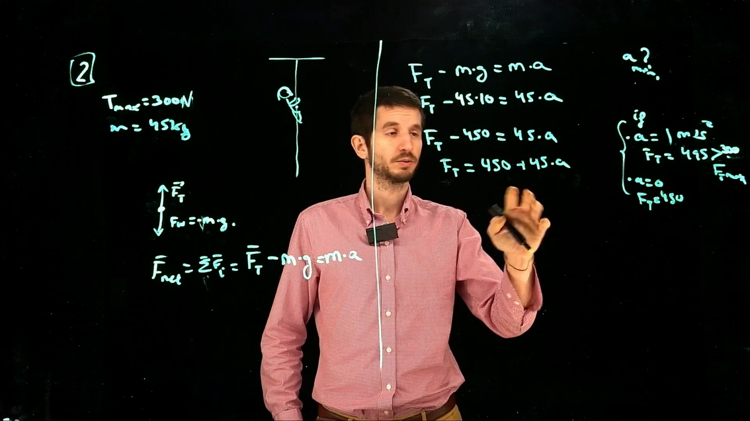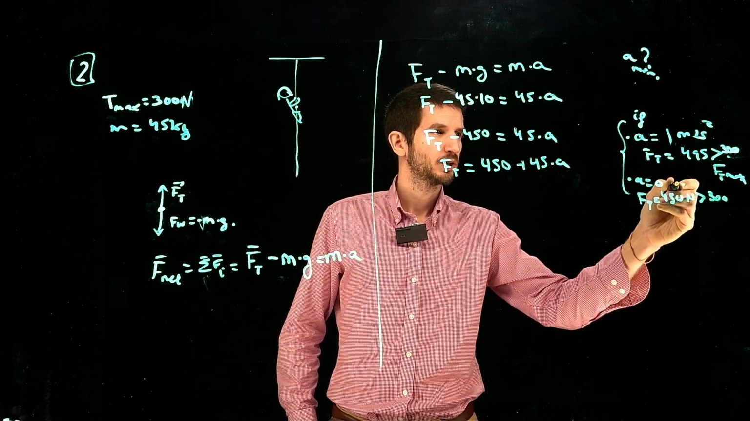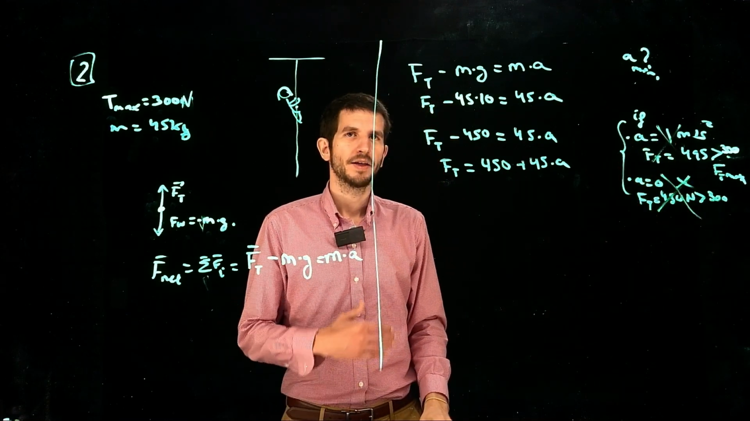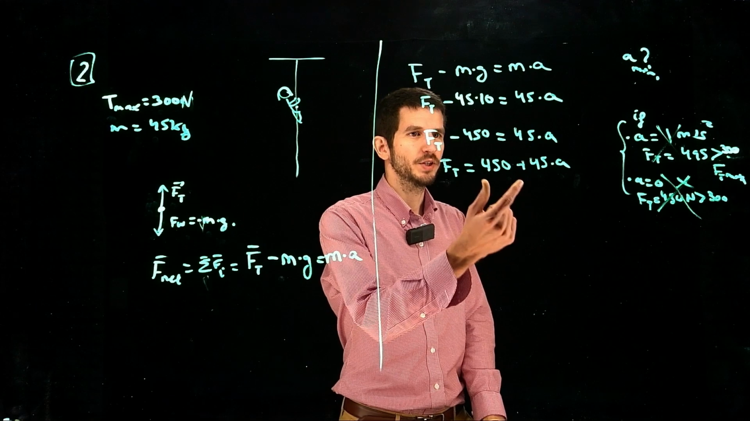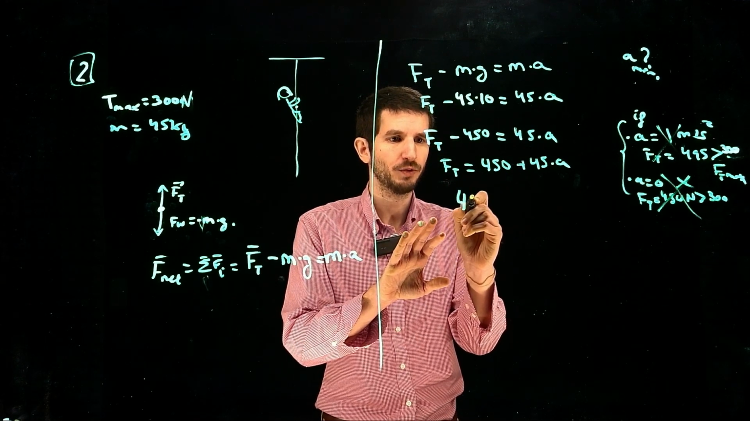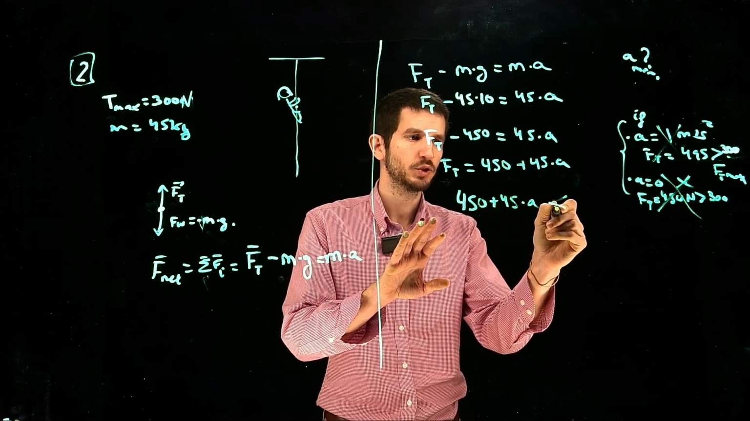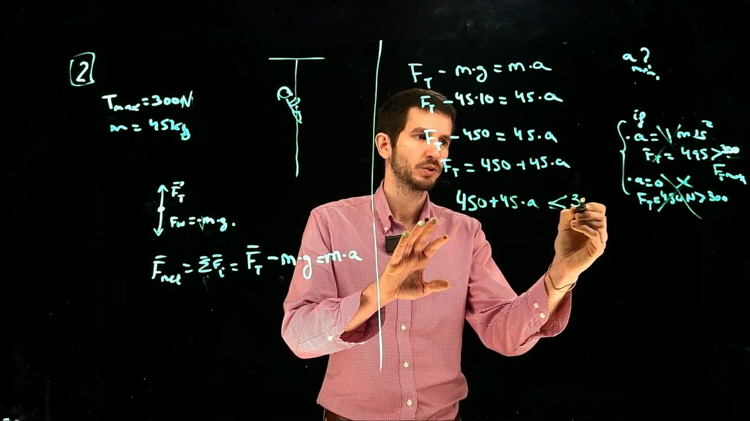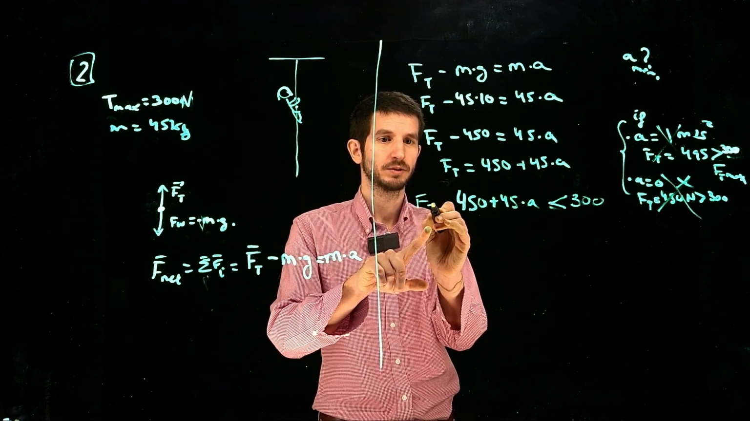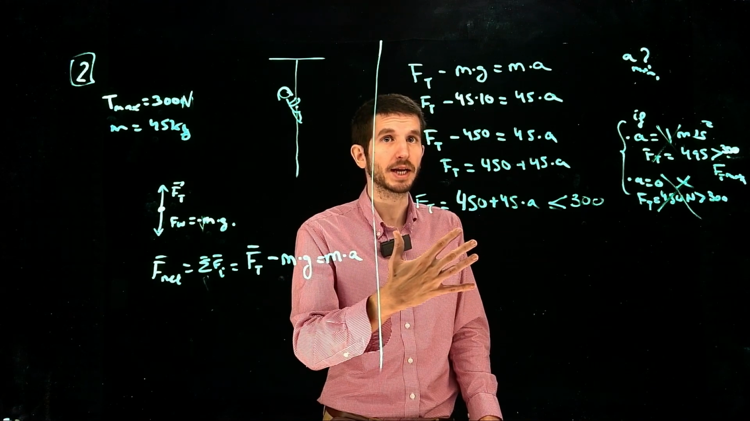Plus 0, so 450 newtons, and this is larger than 300. So the rope breaks. Then we see what's going on. This number is always going to be larger than 300. So what we're trying to make is that 450 plus 45 times A needs to be smaller or equal to 300, because otherwise the force of tension will be larger than the maximum and it will break.